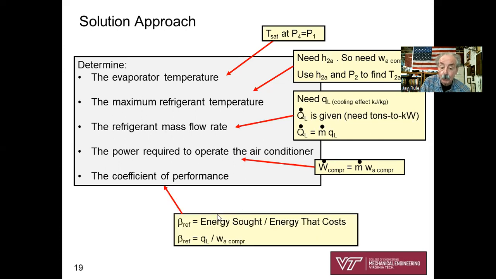Finally, coefficient of performance, energy sought over the energy that costs. We'll figure that out. We don't need a formula sheet. The energy sought, well, that's QL, the cooling effect in kilojoules per kilogram, divided by the energy that costs us to run the air conditioner or refrigerator, which is W actual of the compressor. For this cycle, that's the only place that work occurs, driving the compressor. The expansion valve has nothing to do with work.